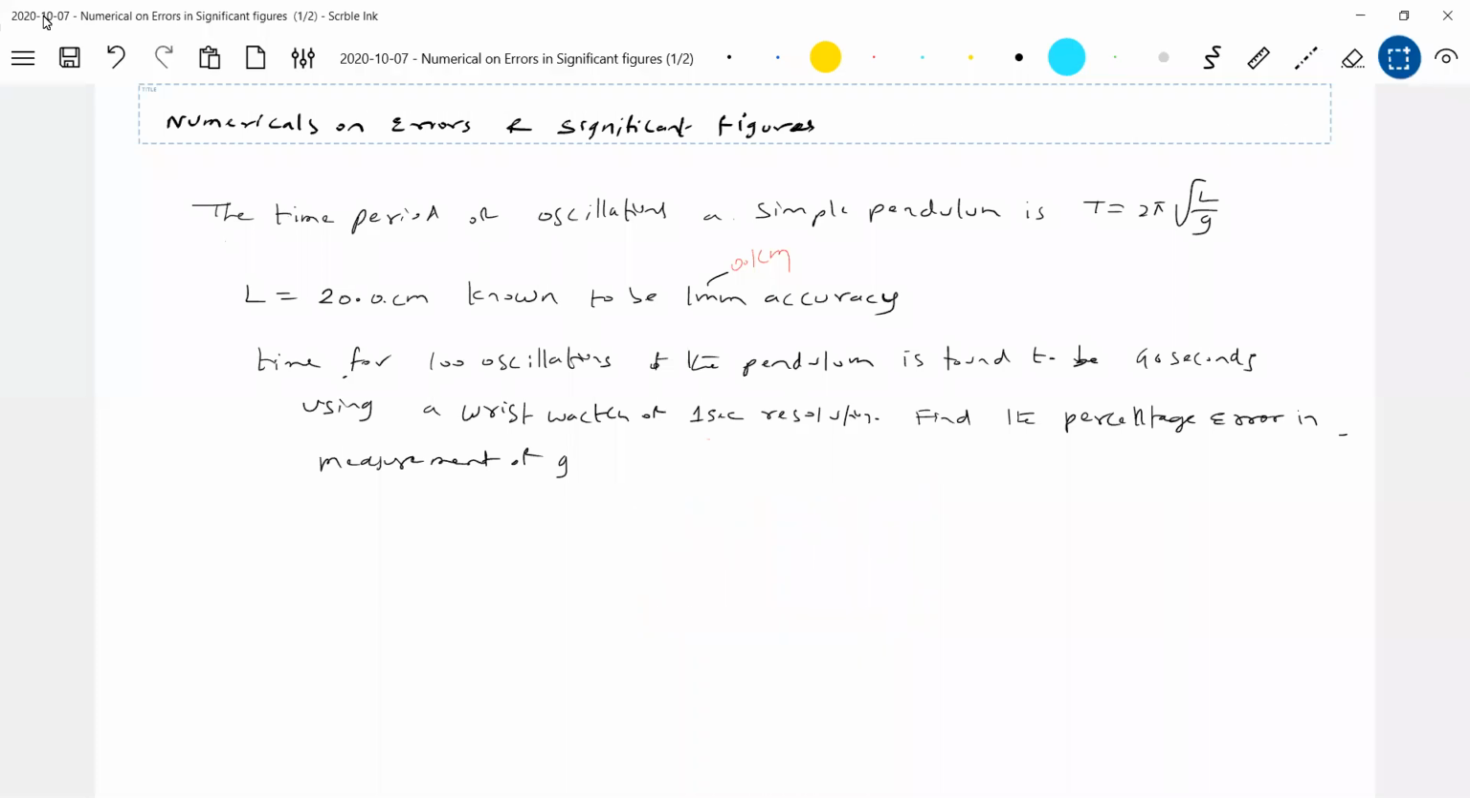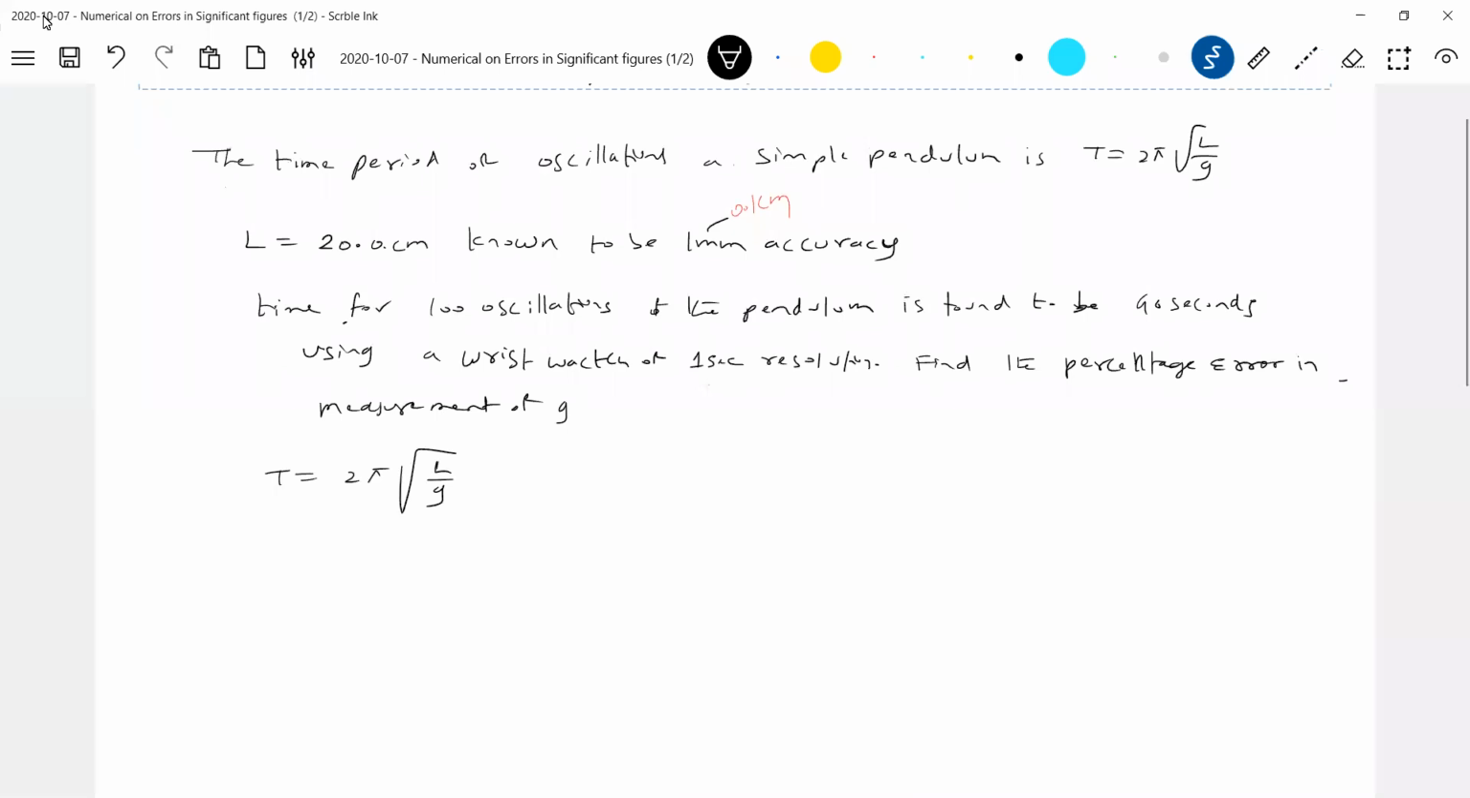Now, first we'll look at this expression: T is equal to 2 pi root of L by g. So the relative error for this, shall we simplify this? g is equal to 4 pi square L by T square. Then, using yesterday's formula, the relative error in g should be equal to plus or minus delta L by L plus or minus 2 into delta T by T.